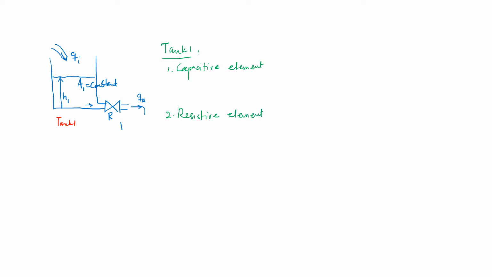So for the capacitive element, I can recall that was something like the flow being fed to the system, Qi, minus the flow coming out from the tank, which is Qa in this case, to be equal to, since the area is constant, A1 times the time rate of change of the height of the liquid inside, which is H1. So this is the constitutive expression for the capacitive element.